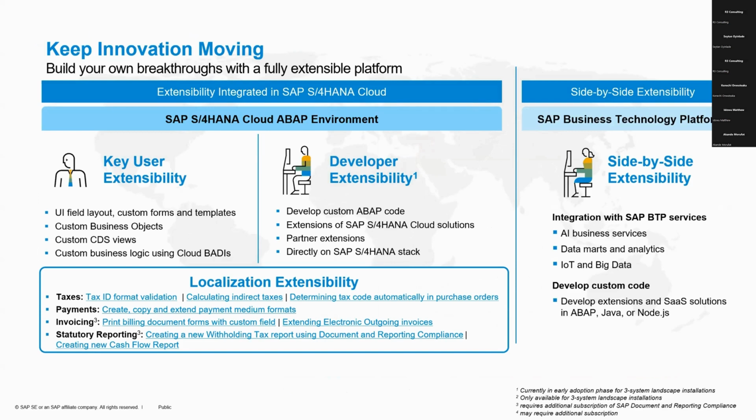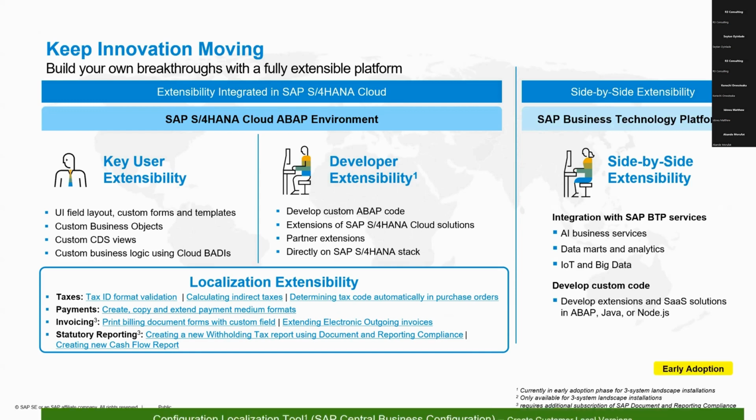Then we have the localization extensibility. Remember, I mentioned that today SAP has 59 pre-built local versions, country versions. For countries that are not covered, they can use the SAP localization extensibility tools to build their own country customization.